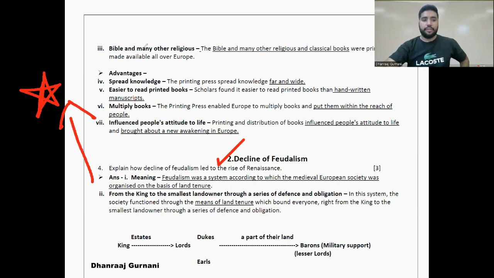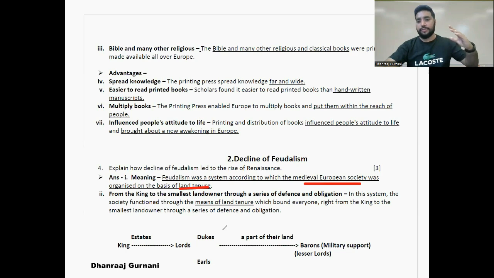Let's see the meaning of feudalism. Feudalism was a system according to which the medieval European society was organized on the basis of land tenure. So the entire medieval European society was organized and the basis for it was the land tenure.